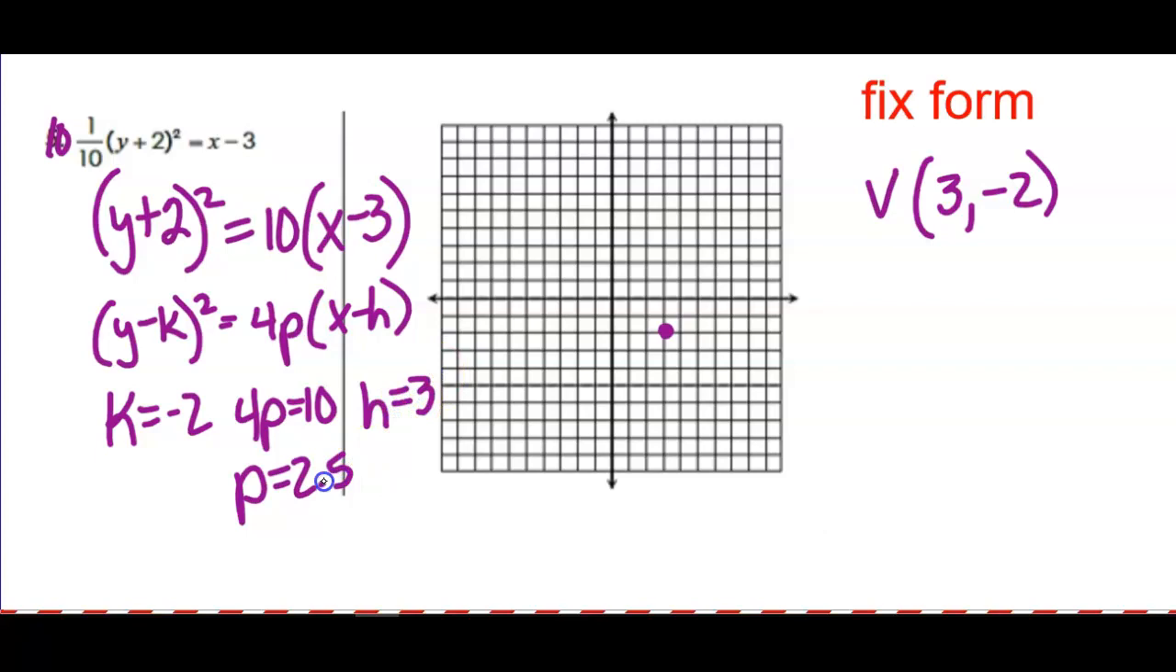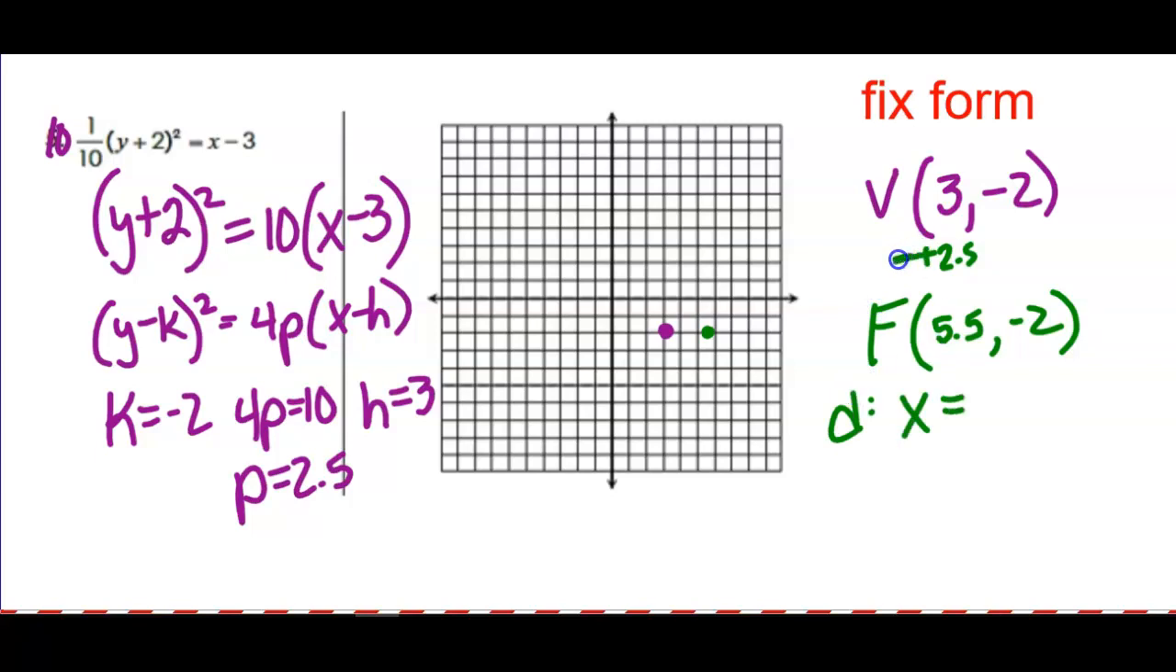So the focus is at 2.5 units inside this way, or h plus p, which would be 5.5, -2, and then the directrix is at x equals h minus p. So 3 minus 2.5 would be 0.5, because it's 2.5 units this way, and it's a line, so you need an equation.